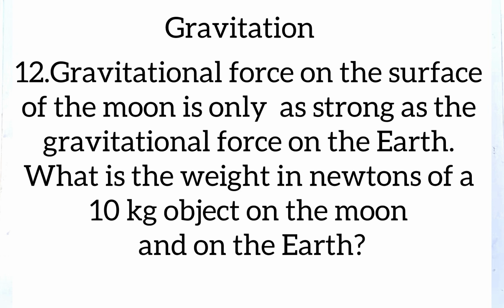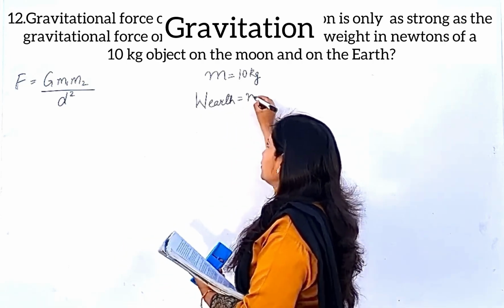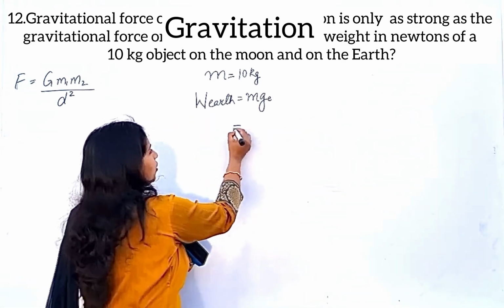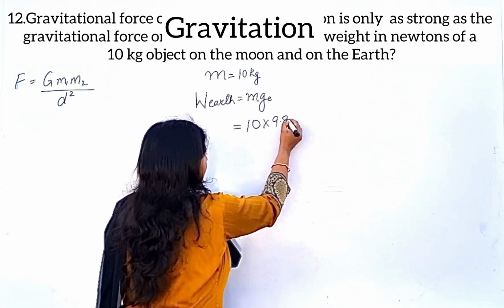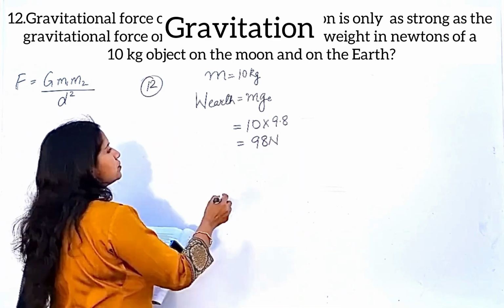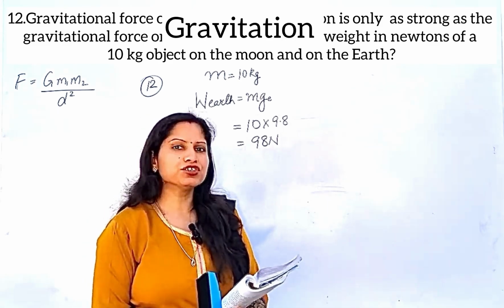Coming to question number 12 now. 11 we have already discussed. Gravitational force on the surface of moon is just 1/6 as strong as the gravitational force of Earth. What is the weight in newtons of a 10 kg object? 10 kg is the mass of the object. What will be the weight of the object on Earth? Weight of the object on Earth will be mass into acceleration due to gravity on Earth. Acceleration due to gravity on Earth is 9.8. So, it will be 98 Newton.